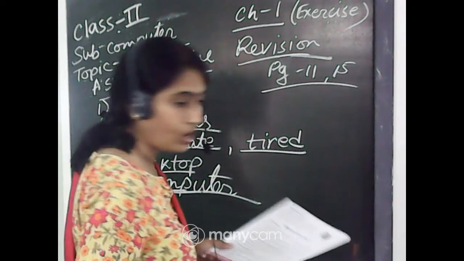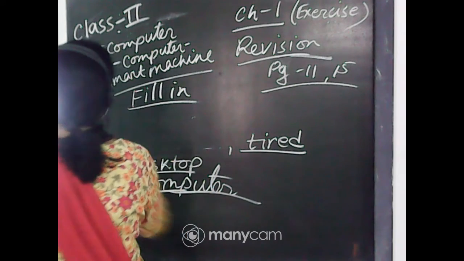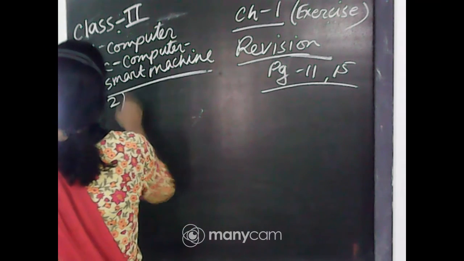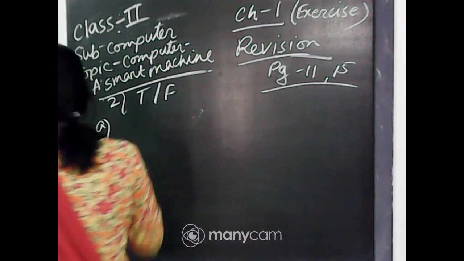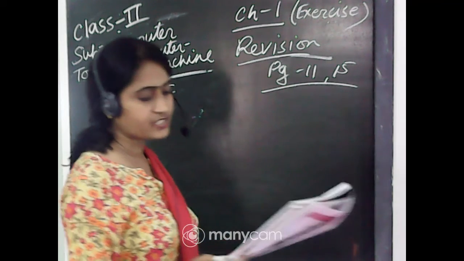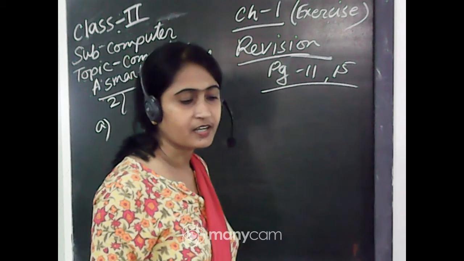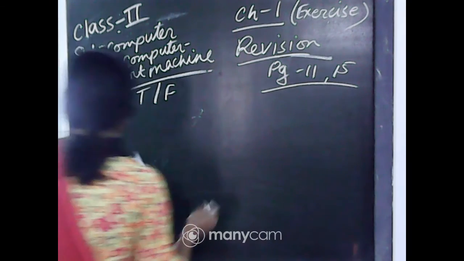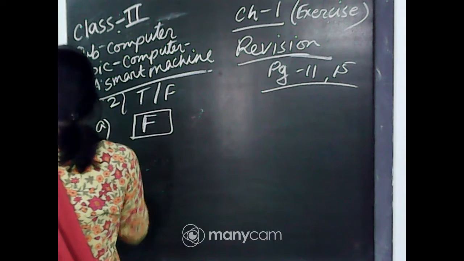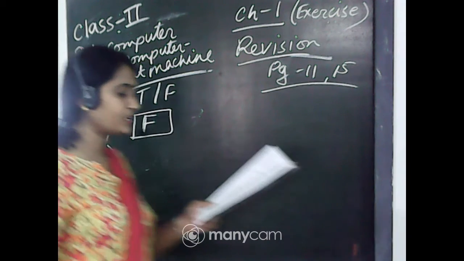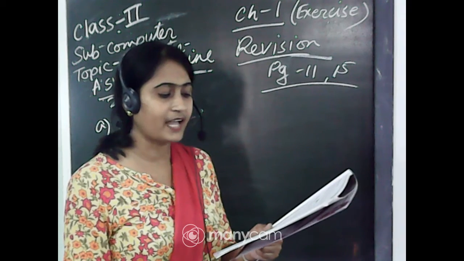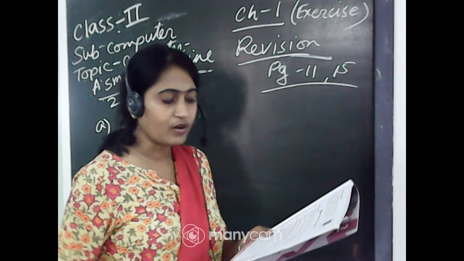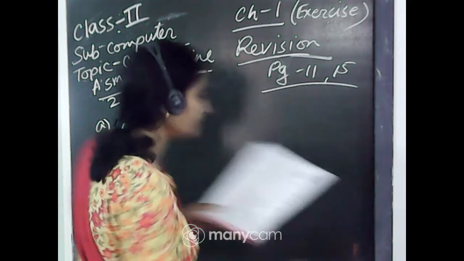Next, true or false. Whether the statement is true or false. Number 2, true or false. Option A: A computer is a smart machine which has feelings and can take decisions. A computer is a smart machine, but it cannot take decisions and does not have any feelings. So it is false. Next, B: Wearable computers are the smallest in size and are owned by humans. Yes, so it is true.